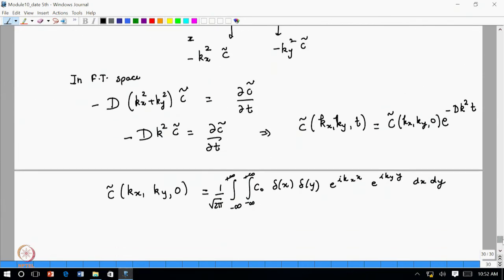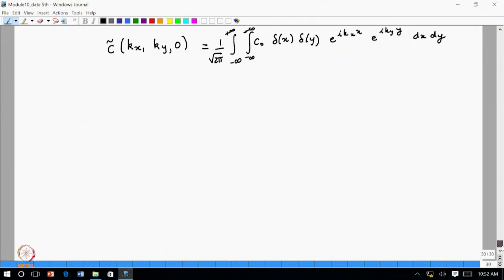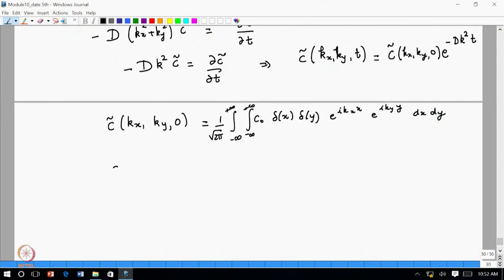So, what you will get is that you will get c tilde of, so we can evaluate this. Okay, now the delta function will basically give nothing here. So, this will just give me c 0 by square root of 2 pi, okay. So, the integral of the delta function will give me 1, and you will have a square root of 2 pi there, okay, delta x delta y. So, when you put x equal to 0, this will go to 1, y equal to 0, this will go to 1. So, each of these integrals will give me 1, I have a factor of c 0.